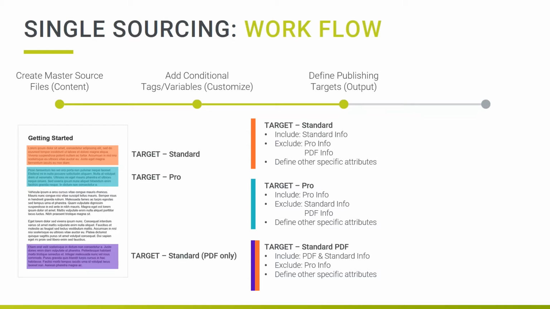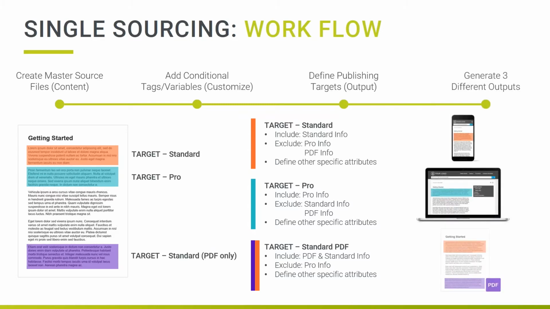So if I need a new output, I don't duplicate my content, I just create a new publishing target and it becomes this publish on demand kind of system. And then from there we can generate our different outputs for the different audiences. So the folks that buy the standard version, they're only going to see those orange bits and of course those common paragraphs. Folks that buy the Pro version, they're going to see the content specific for them, which are those blue bits, of course those common elements that we left alone.